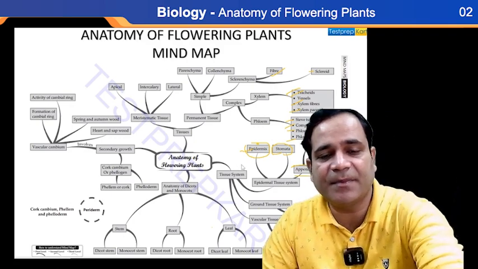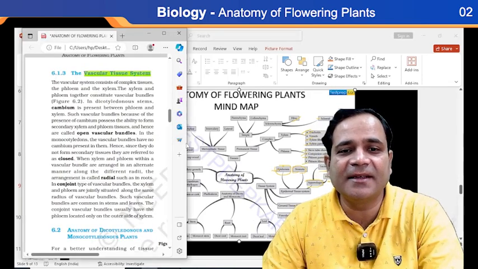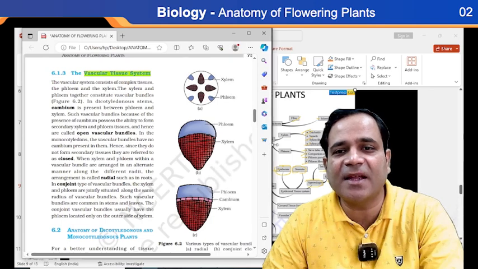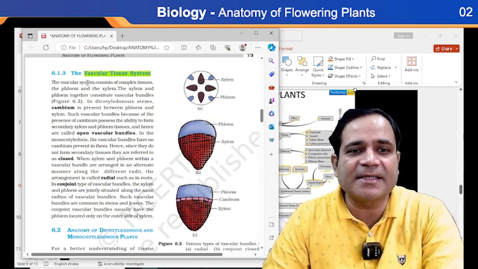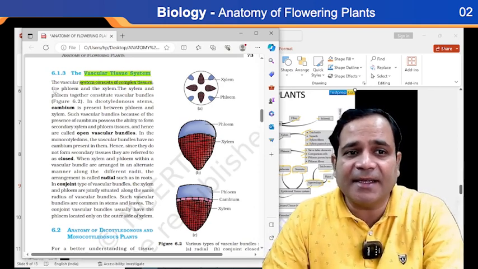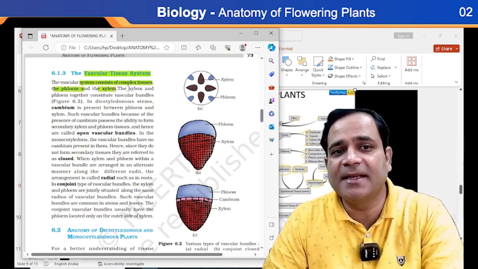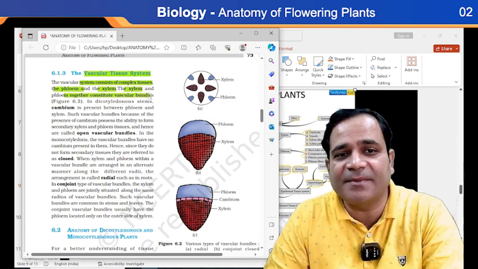But before we know this, there is one thing we should study, my dear. So the vascular tissue system consists of what? Complex tissues. And those complex tissues are what? Phloem and the xylem. So the xylem and the phloem together constitute vascular bundles.